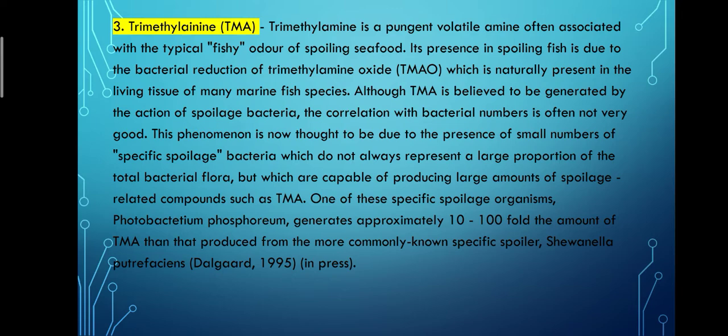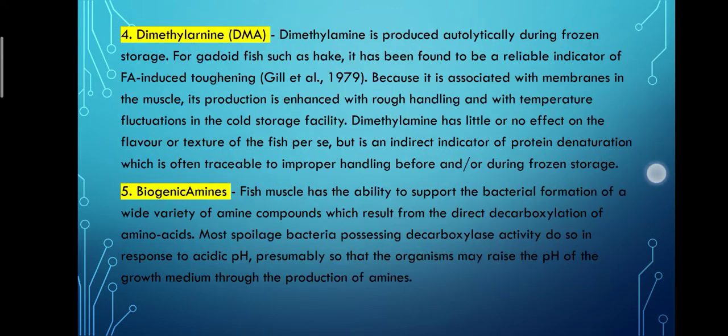Although it is believed to be generated by the action of spoilage bacteria, the correlation with bacterial numbers is often not very good. This phenomenon is now thought to be due to the presence of small numbers of specific spoilage bacteria, which do not always represent a large proportion of the total bacterial flora, which are capable of producing large amounts of spoilage-related compounds such as trimethylamine. One of these specific spoilage organisms, Photobacterium phosphoreum, generates approximately 10 to 100-fold the amount of trimethylamine than that produced from the more commonly known specific spoiler, Shewanella putrefaciens.